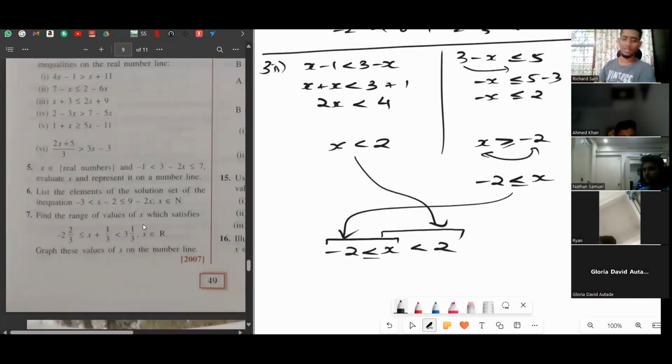Find the range of values of x, means find all the values of x which satisfies this. So here, is it 2 parts or 3 parts? It's 3 parts, right? You can see less than equal to, again less than. So again, same like this, first and second first, then the second and the third part, and then join them back together.